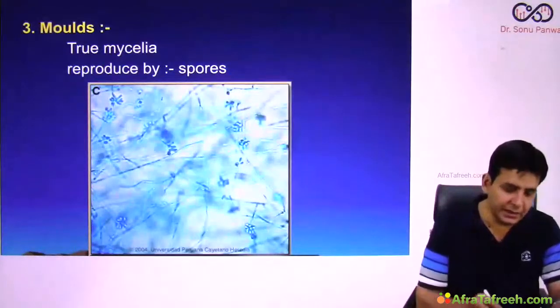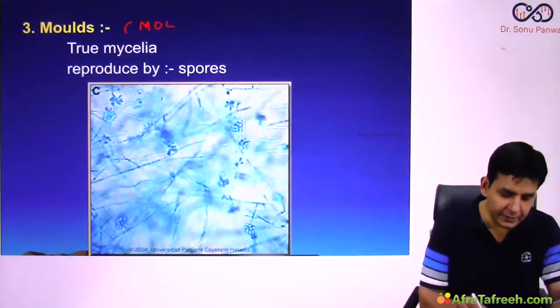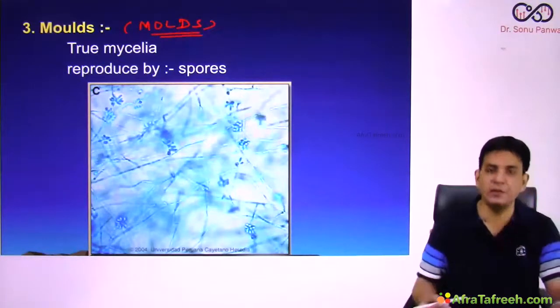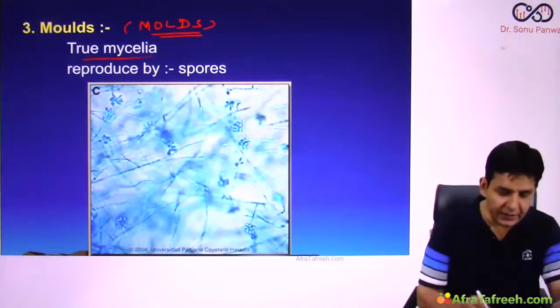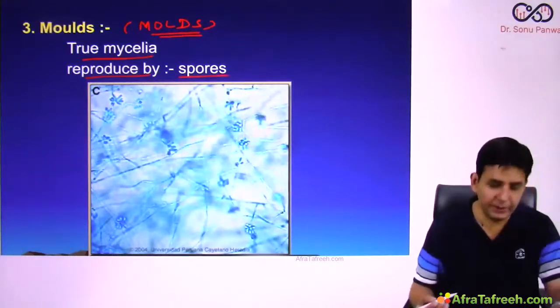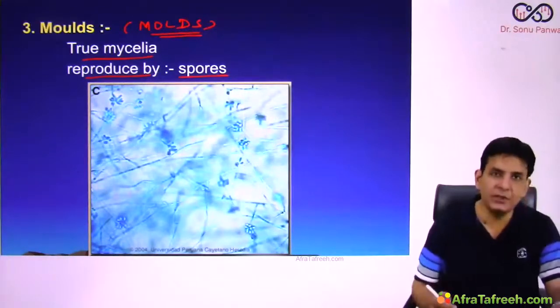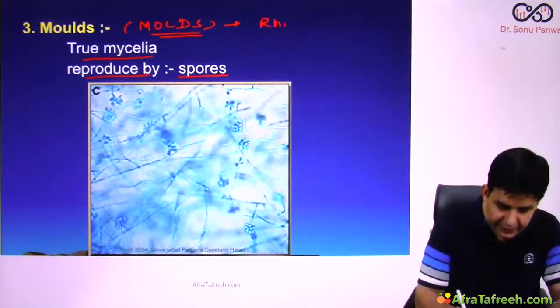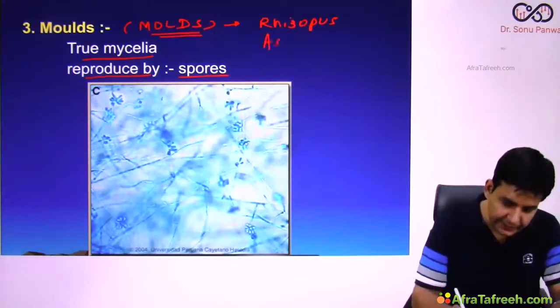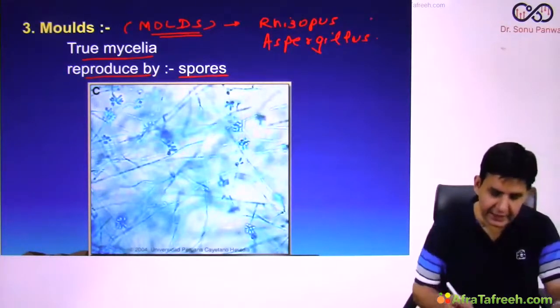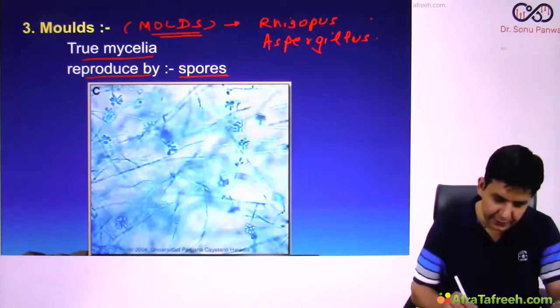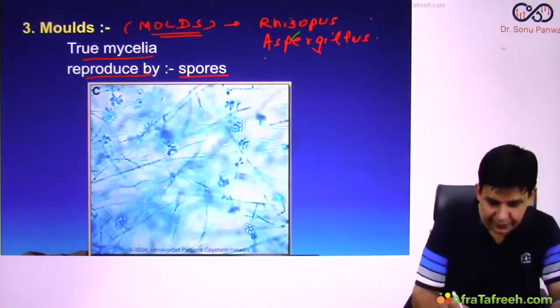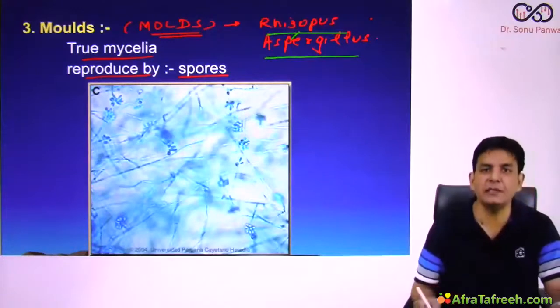Molds, you can spell it this way, and this spelling is also fine for molds. They have true mycelia and they reproduce by spores. So what comes in molds? Remember, Rhizopus is a mold, Aspergillus is a mold. Rhizopus and Aspergillus, these are the molds.